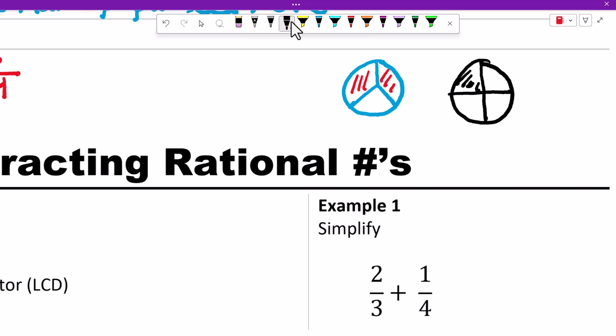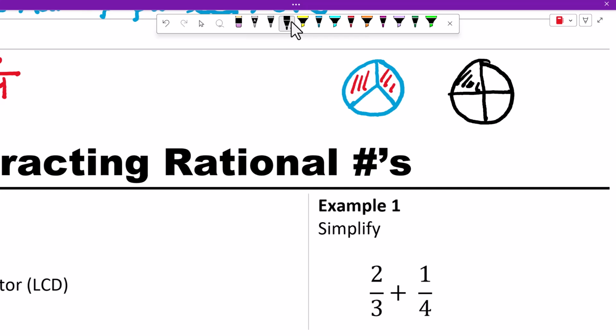The shapes that we have are different sizes, so we can't just add these together. We can't say we have 3. 3 of what? These pieces are bigger than these pieces. So we can't add those numbers together. We have to manipulate the numbers. We have to change them. And what we have to do, and I'm hoping you remember this, is we need to find a common denominator.